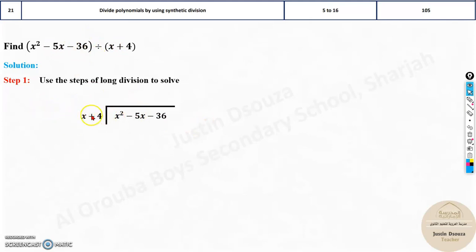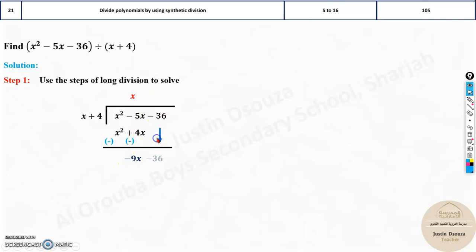What do you have to multiply this x term to get x squared? It's x. So multiply x times x is x squared, 4 times x is 4x. Change the signs and now solve it. Here this cancels, and minus becomes add, and write the negative sign. Minus 5 and minus 4 will be minus 9x.